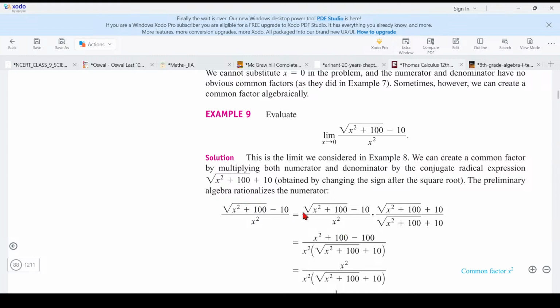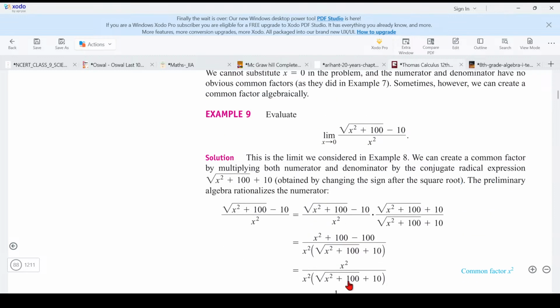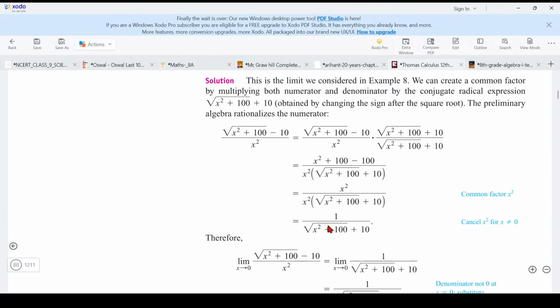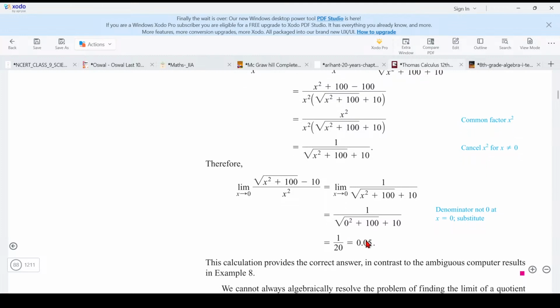We rationalized this, did some simplification, and reached here. This function is exactly equal to the original function except at x equals 0. Now this one is simplified. If you substitute x equals 0, you get 0.05.